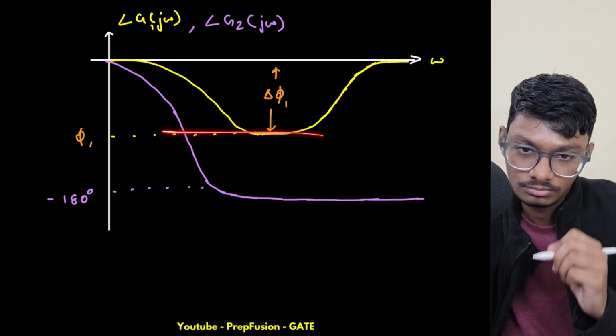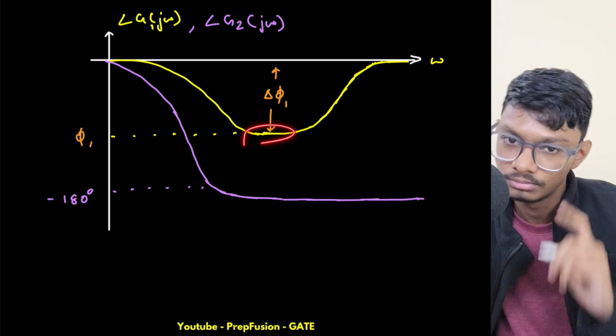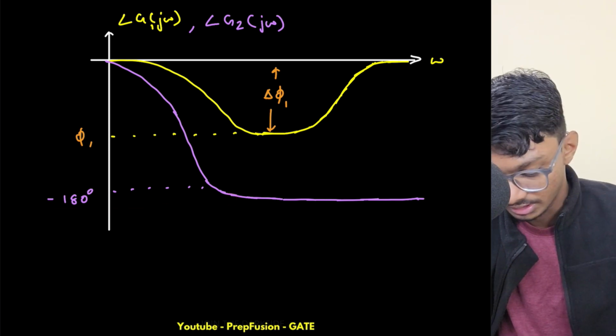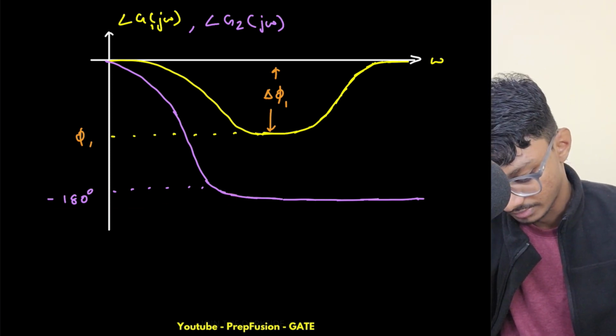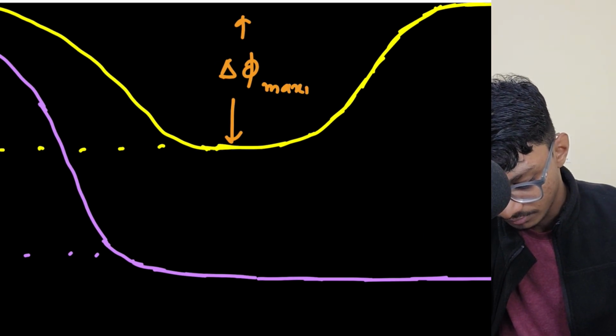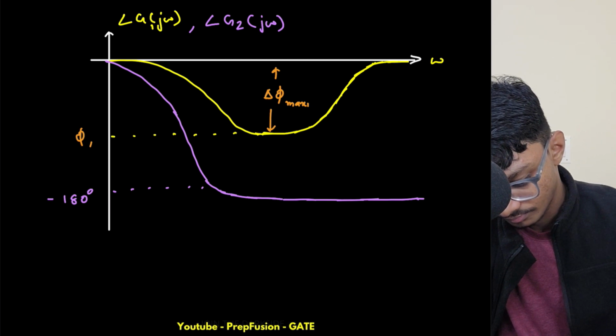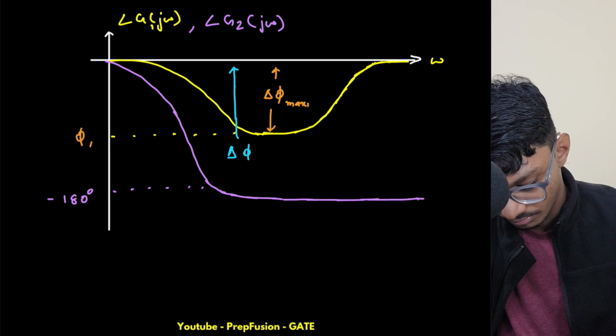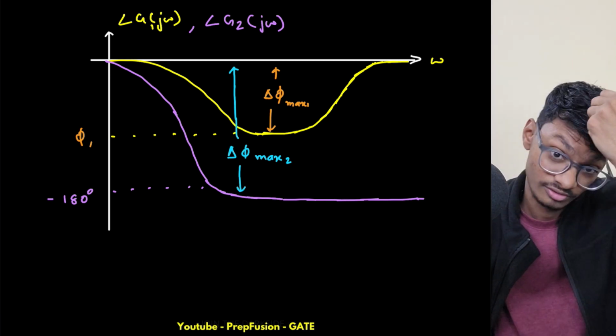So this is the maximum or you can say the minima that it can get, minimum. Now this is going at max 180. So here what is my delta phi? It's delta phi max. Let's say this is delta phi max of 1. And this is delta phi max of 2.